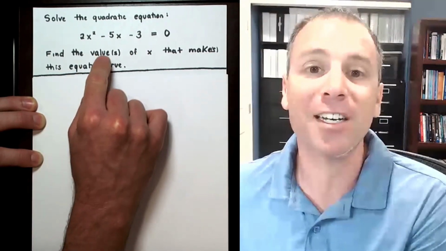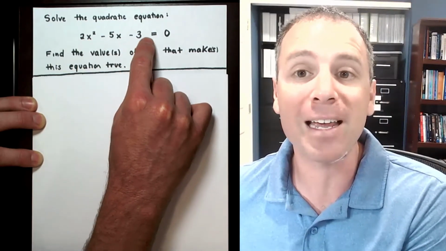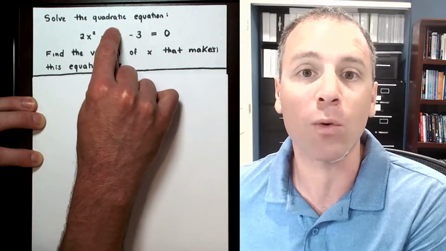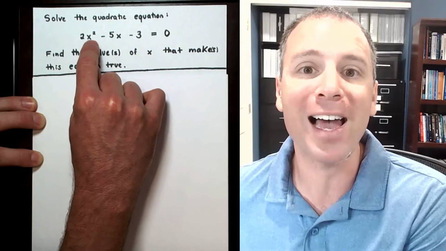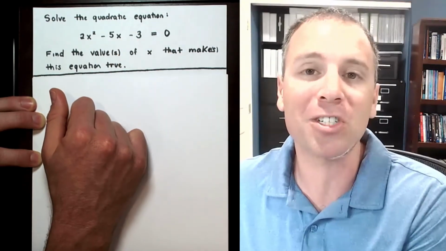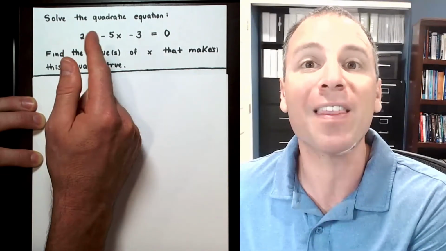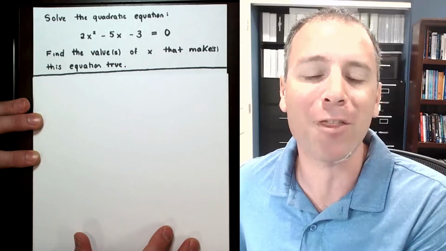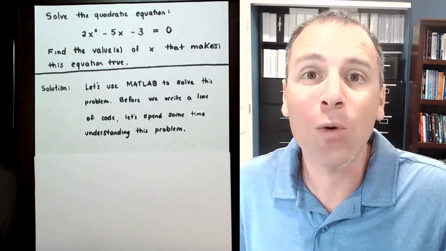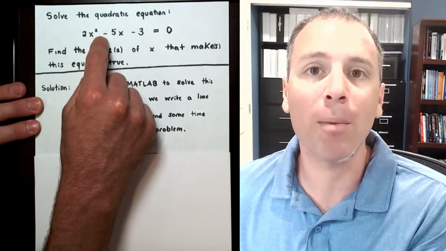This problem is asking us to find the values of x that make this equal sign true. In other words, the input values of x that turn the left-hand side to 0. Some mathematicians call this finding the zeros of that quadratic equation, or finding the roots. Classic problem in mathematics. In order to motivate why we're going to use script files, we're going to study trying to solve this problem in MATLAB.